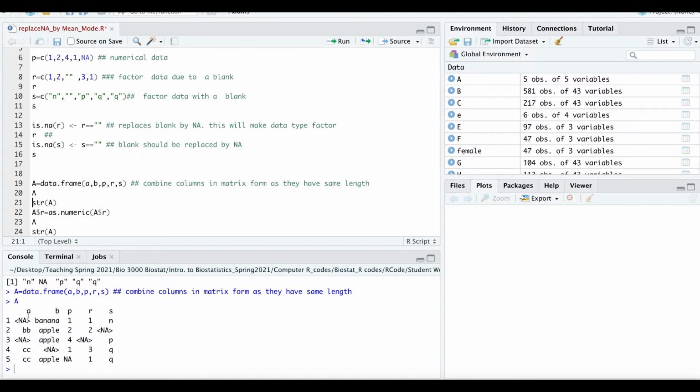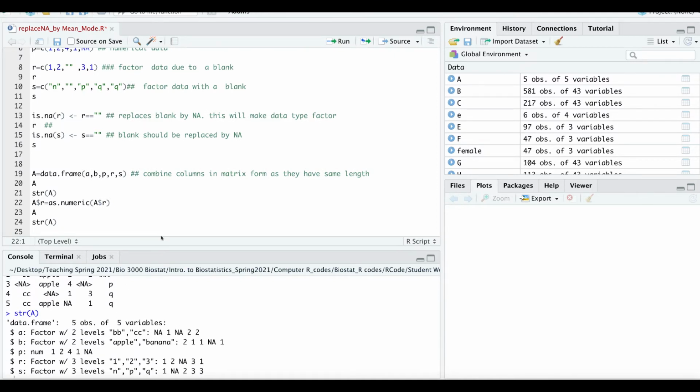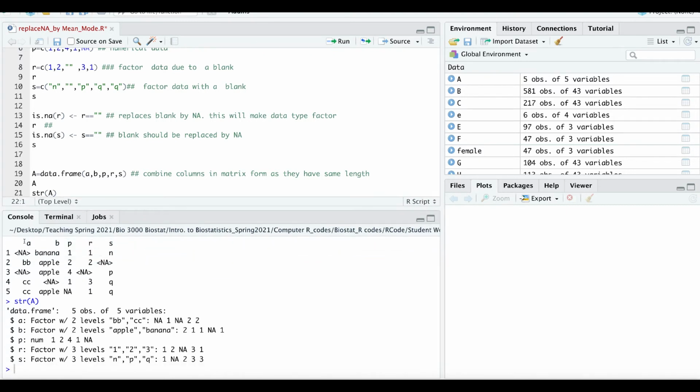In the case of a factor column, you will see less than and greater than signs on the left and right of NA. See, in P it is numerical data, so there is just NA there. This is a rough way to check, but we can check more precisely. How do I check that? Just run this code, str(A). See, A is a factor data, B is a factor data, P is numerical data, it's a number, and R and S are factor data.